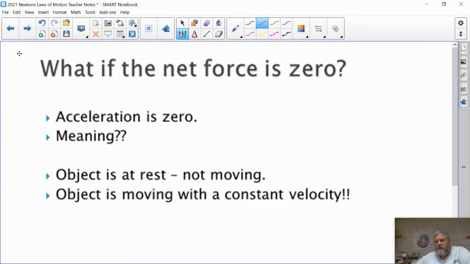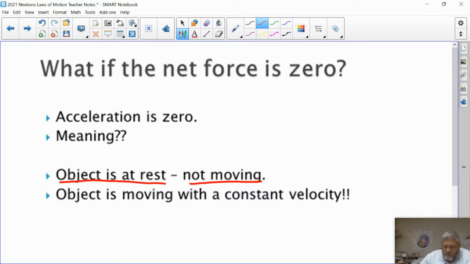All right, so what if the net force is zero? If the net force is zero, that means the acceleration is zero. What does that mean? That means the object is at rest. It's not moving. If the object is at rest, it means it's not moving, and it's not going to change.